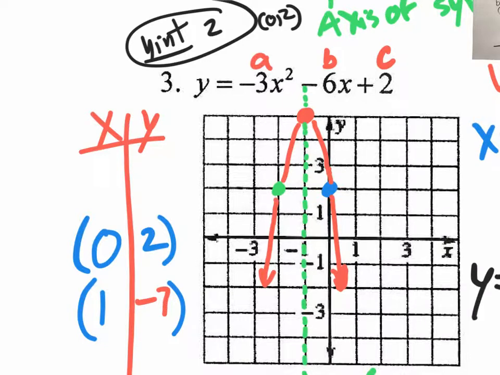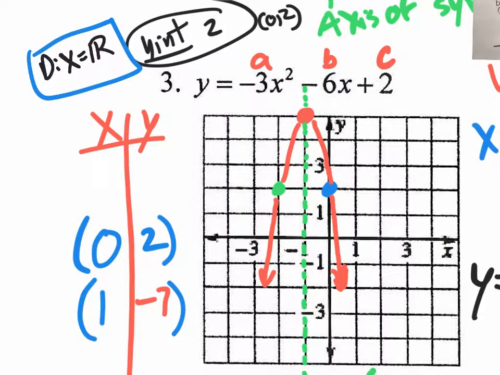All right, so we have that down. How about domain, guys? What about domain? Domain, you got to say x equals, though. X equals all real numbers, okay? If you don't put the x equals, then you don't get full credit, right? So domain, x equals all real numbers.